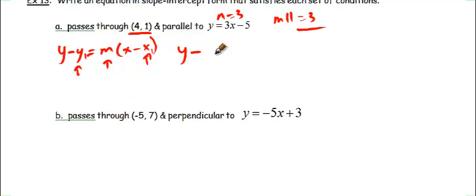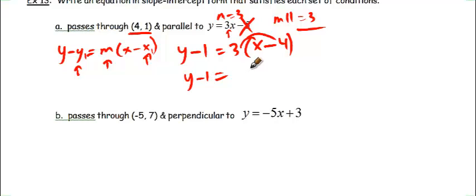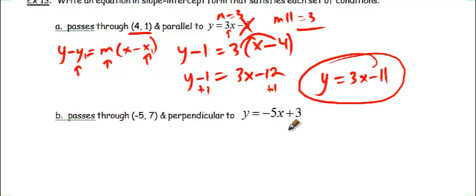y minus y1, which is 1, equals our slope, which is 3, our parallel slope, times x minus our x1, which is 4. Now you'll notice I didn't even use this negative 5 in the problem at all. It is extra information. We don't care. All we care about is the slope. From here, all we got to do is distribute our 3. So y minus 1 equals 3x minus 12. And then we got to get the y all by itself, so add the 1 over. So our final answer is y equals 3x minus 11. And that is in slope-intercept form.